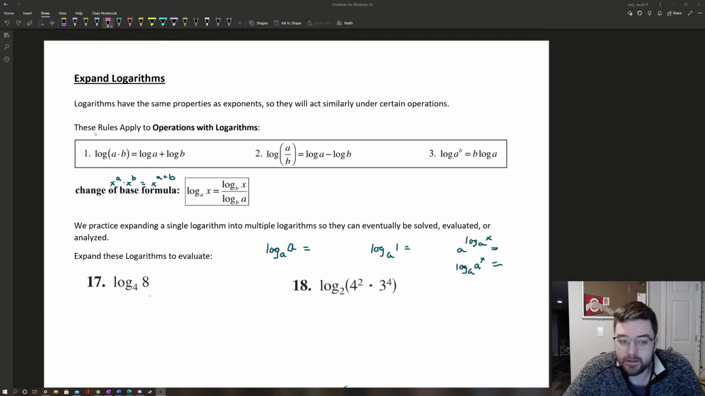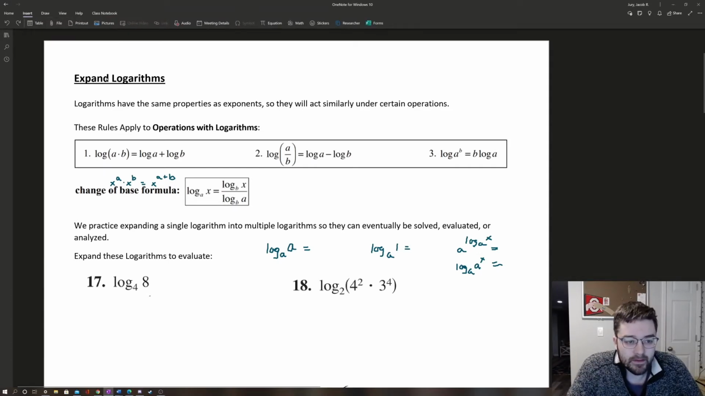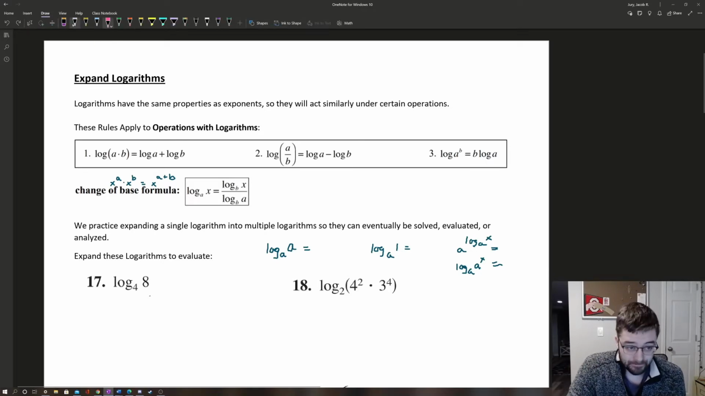Hello, this is Expanding Logarithms, and we are looking at this side of the expand and condense logarithms today. I've included the rules that apply to both expanding and condensing logarithms, the operations with logarithms, which you can see right there with 1, 2, and 3. There's also this fourth rule, the change of base formula, which may or may not come up in our practice. We'll see.